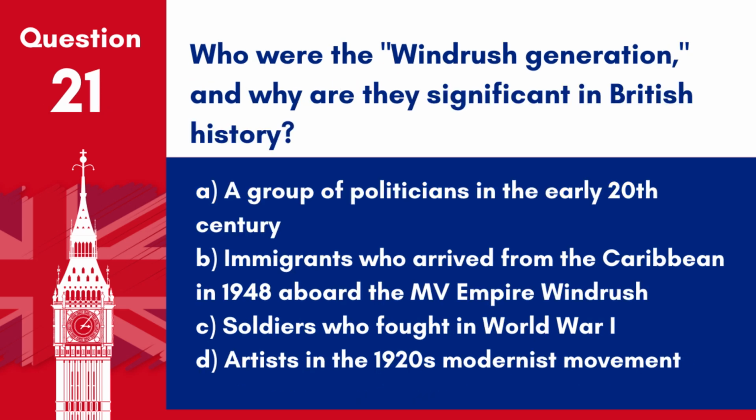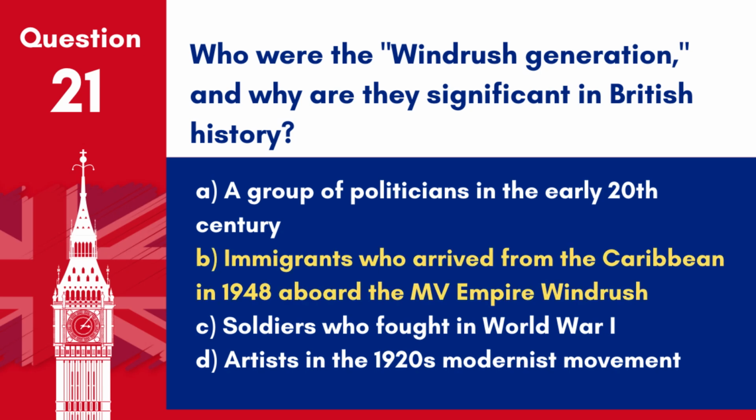Question 21. Who were the Windrush generation, and why are they significant in British history? A. A group of politicians in the early 20th century. B. Immigrants who arrived from the Caribbean in 1948 aboard the MV Empire Windrush. C. Soldiers who fought in World War I. D. Artists in the 1920s modernist movement.